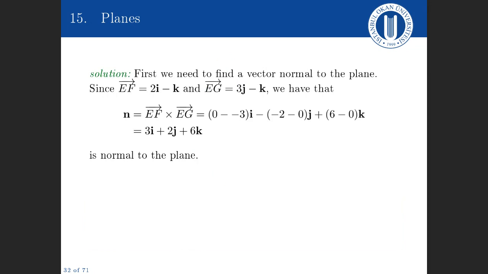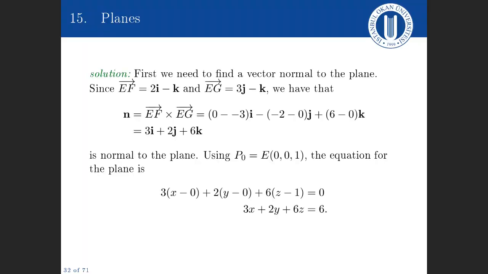And I'll leave this calculation for you to check. You can check that EF cross EG is 3i plus 2j plus 6k. So straight away we know that the answer to this question is going to be 3x plus 2y plus 6z is equal to some number. We need a point on the plane, and we could choose any of these 3 points. Let's say we choose E. If we choose E, the point (0, 0, 1), then we can do our calculation and we can find that the answer to this question is 3x plus 2y plus 6z is equal to 6.